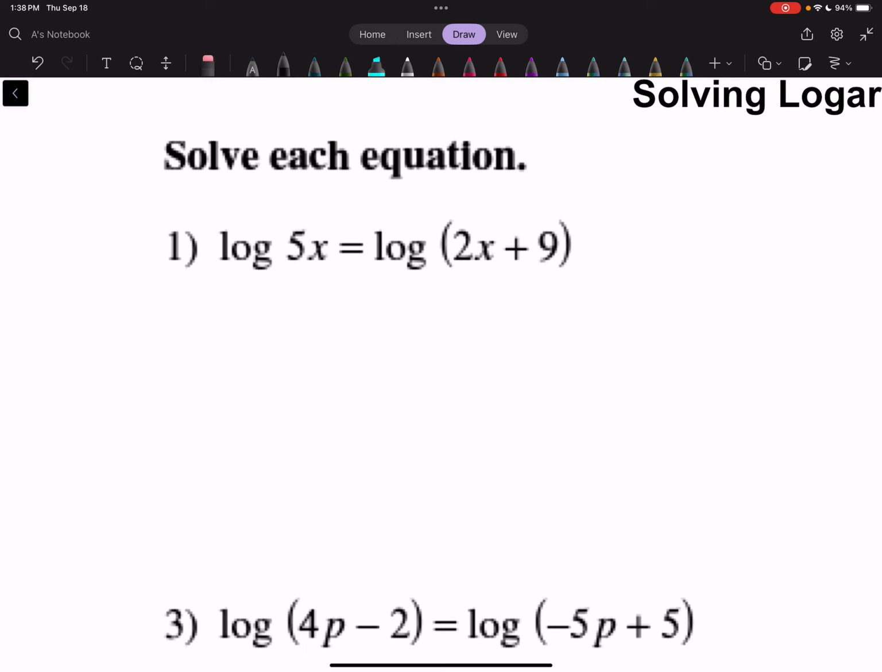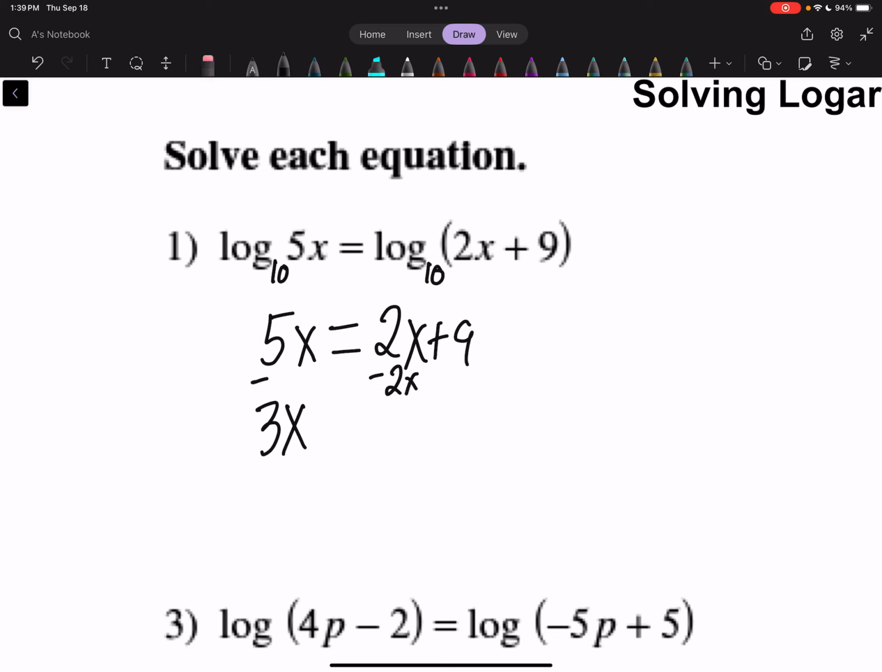Log of 5x equals log of 2x plus 9. Now remember, there is an invisible base 10 on each of these. Because they have the same base, I can drop the log and say 5x equals 2x plus 9. Subtract that 2x. 3x equals 9. Divide by 3. X equals 3, and I'm finished.